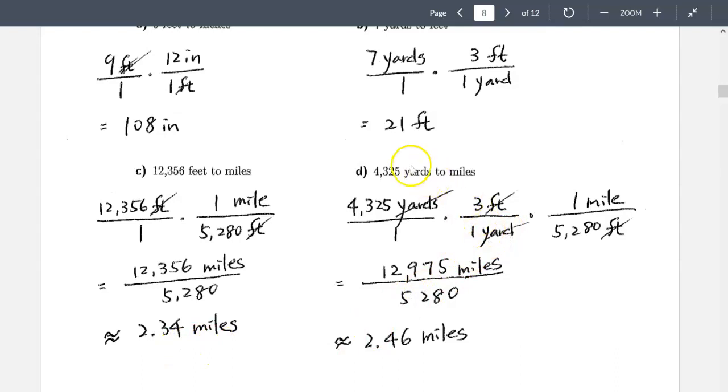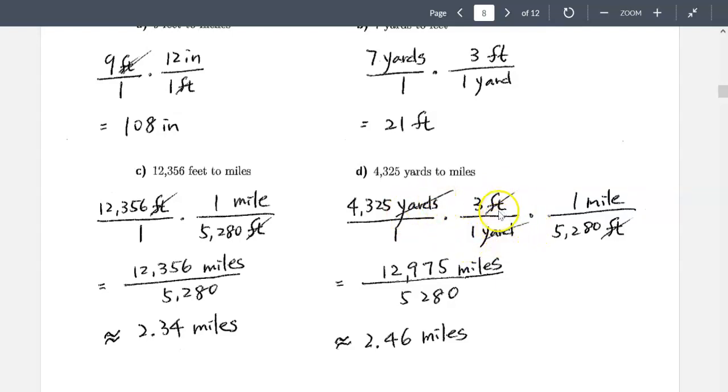Now, last but not least, sometimes we want to do more than one conversion. We want to go from yards to miles. We can't go from yards to miles directly, so we have to change from yards to feet first, and then feet to miles. So get rid of yards first. Yards to feet is 3 feet equal to 1 yard, so yard on top, yard on bottom, they cancel each other out.